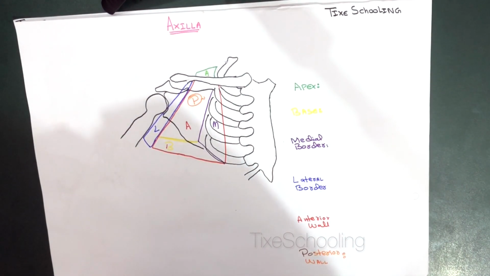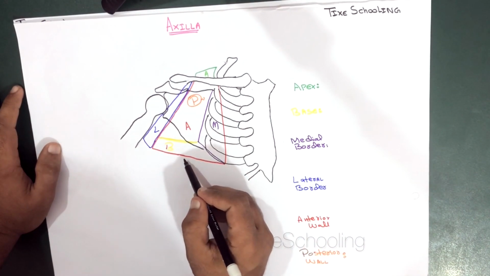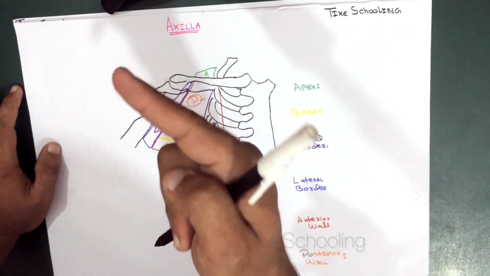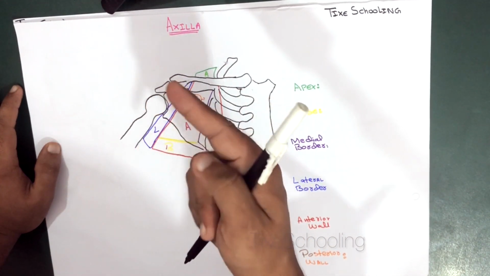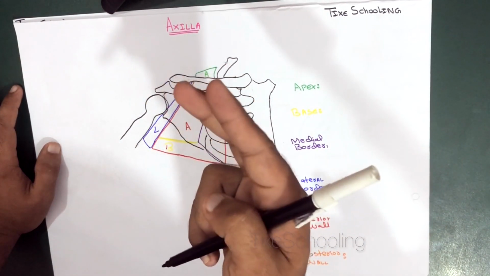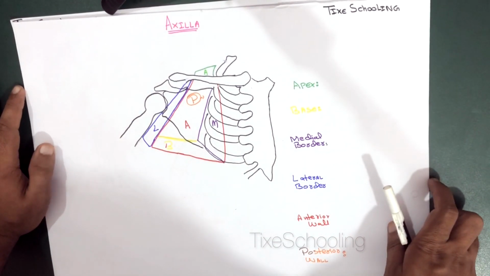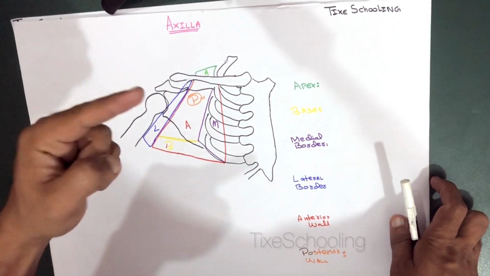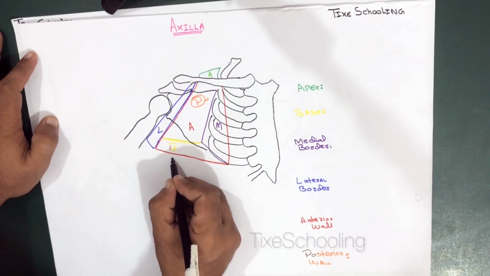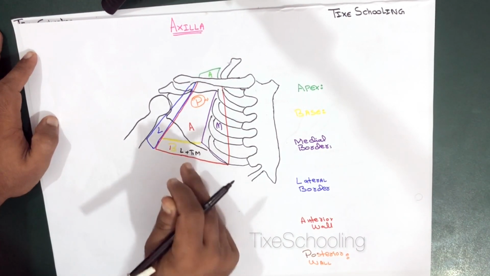Let me mention the main muscles. The base is formed by two folds, the anterior axillary fold and the posterior axillary fold. The anterior axillary fold is formed by the lower border of the pectoralis major muscle, and the posterior fold of the base is formed by the tendon of latissimus dorsi and the teres major muscle. So you can say the tendon of latissimus dorsi plus teres major muscle form the base.